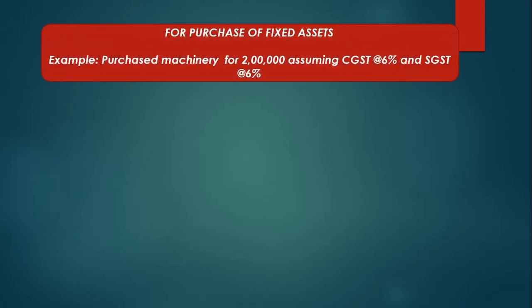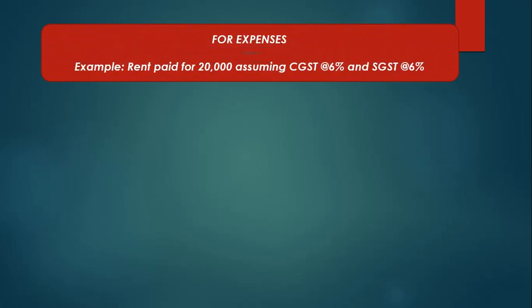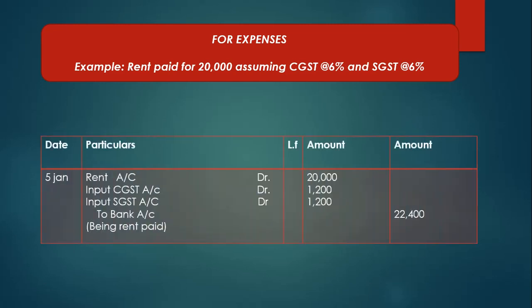For purchase of fixed assets, fixed assets account debit, input CGST account debit, input SGST account debit to bank account. For expenses, as we paid expenses, then expenses debit, input CGST account debit, input SGST account debit to bank account.